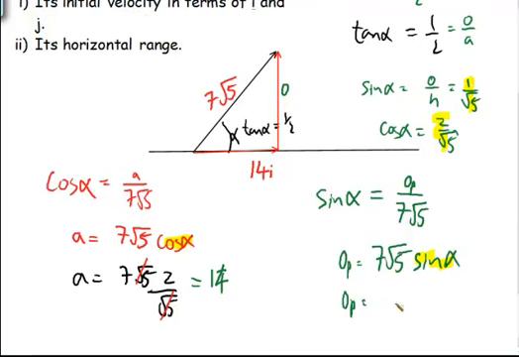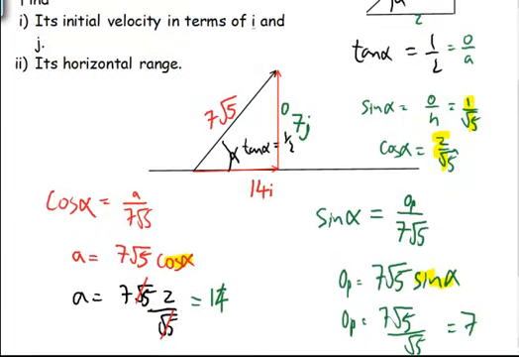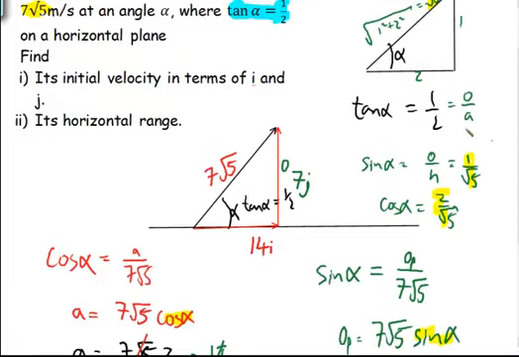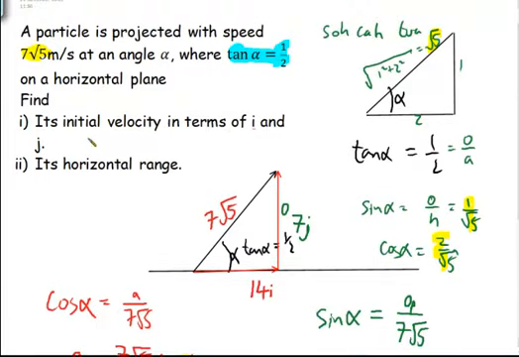The opposite side is equal to 7 root 5 over root 5. They cancel, it's equal to 7. So what we've got here is 14i and 7j. There are two components. So that's the first question: the initial velocity vector is equal to 14i plus 7j.